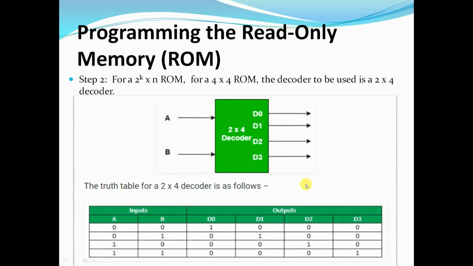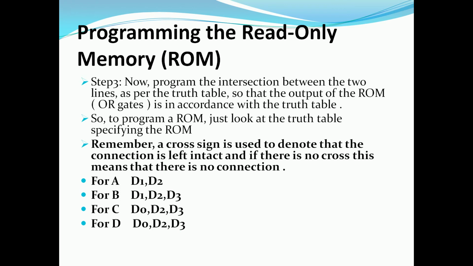Now move further. Our last step, that is step 3, is that we have to program the intersection between the two lines as per the truth table so that the output of the ROM OR gates is in accordance with the truth table. So to program a ROM, just look at the truth table, specify the ROM. So first we will look at the truth table of the ROM.